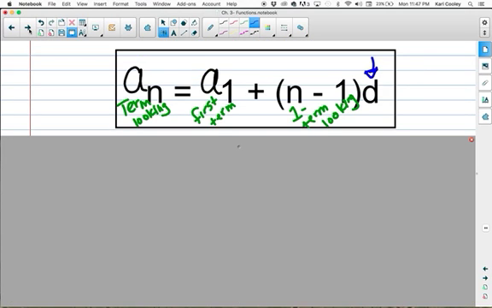Okay? So my a sub n is the term I'm looking for. A sub 1 is the first term given to me. N minus 1 is the term I'm looking for minus 1, 1 less than the term I'm looking for. And d still stands for my common difference.